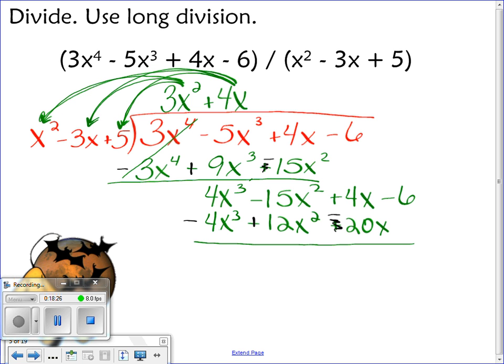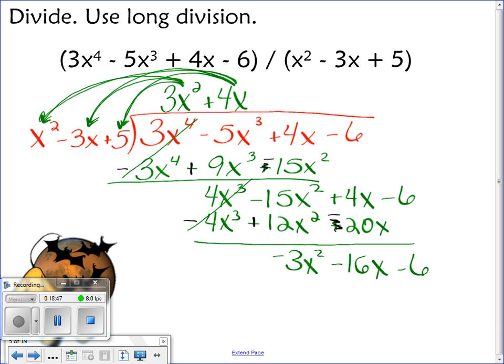All right, here we go. This will cancel. What do we have next? Negative 3x squared minus 16x minus 6. All right, can I keep going?